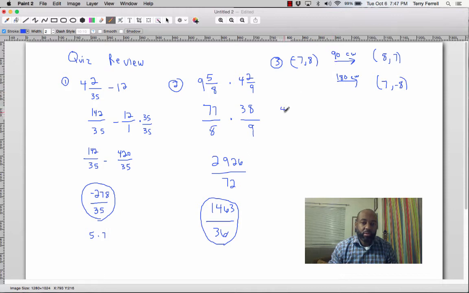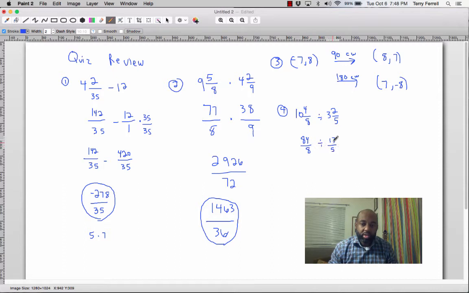All right. Number 4. We have 10 and 4 over 8, which really could be reduced. I didn't see that. Divided by 3 and 2/5. Honestly, you could have reduced that first, but I didn't. But it's okay. Change to an improper fraction. 80 plus 4, 84 over 8. Divided by 15 and 2, 17 over 5.